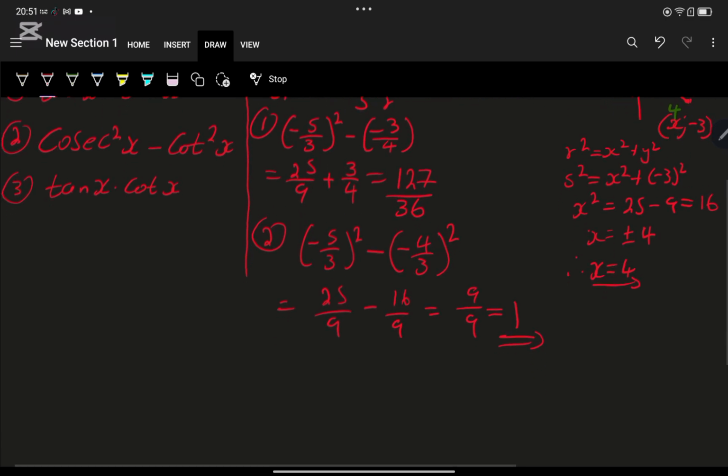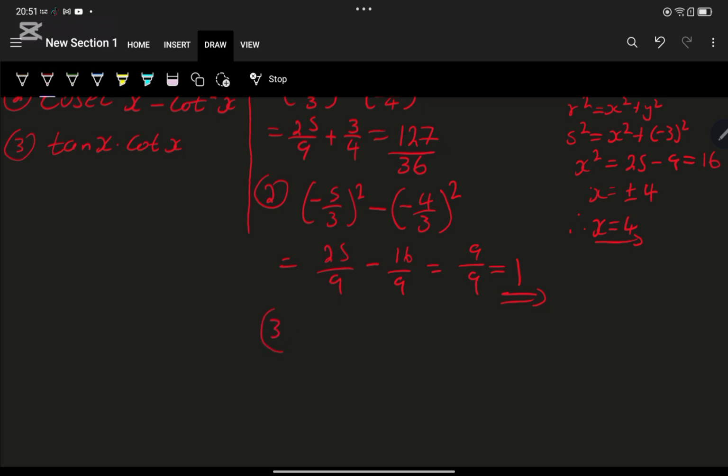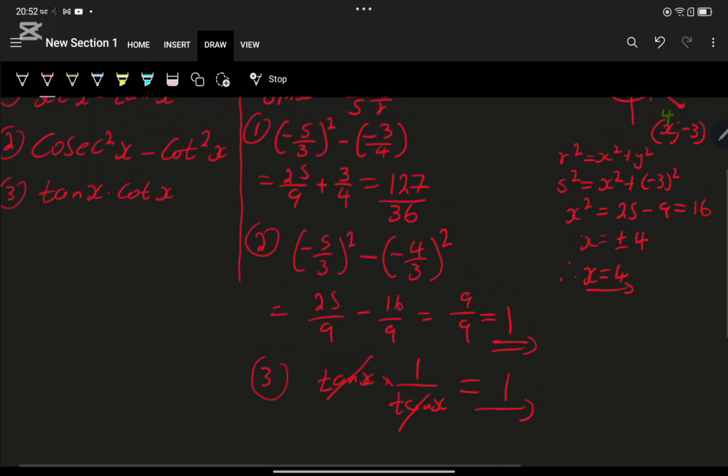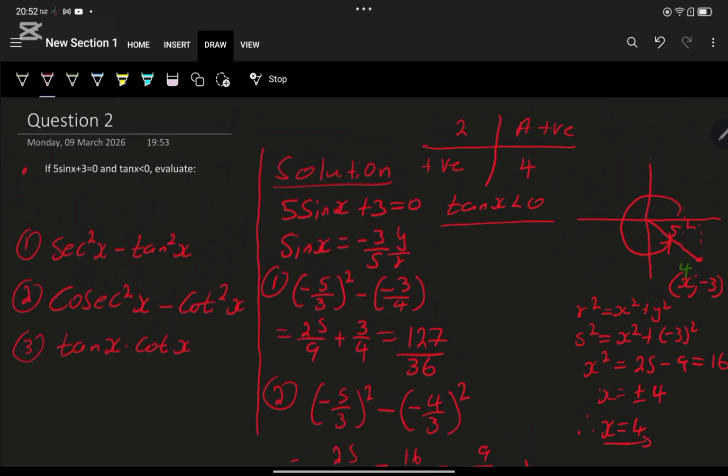Let us then look at question number 3. They say we must evaluate tan x times cot x. Now what we know is that tan x and cot x are reciprocals of each other. So this is tan x multiplied by 1/tan x. Now, what is tan x times 1/tan x? This and that give us 1, therefore the answer is 1. So this is how we should wrap up the introduction of trigonometry with grade 11.